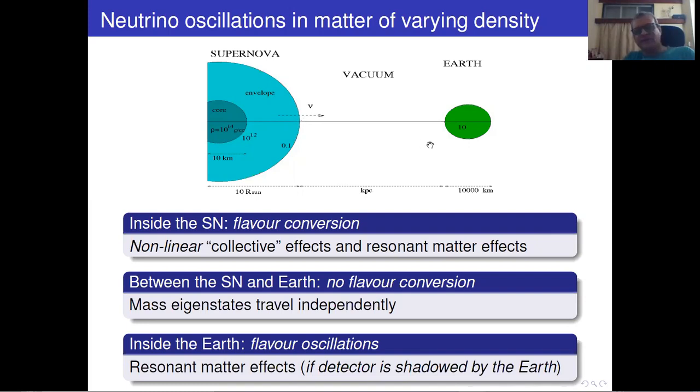Between supernova and Earth, nothing happens. That's again because of the phenomenon that I mentioned earlier, that the mass eigenstates undergo decoherence on the way, and therefore they travel almost independently when they come to Earth. On the other hand, when they reach the Earth, if the detector is not on this side of the Earth, but on the other side, then they have to pass through the Earth, and then you can get what are called Earth matter effects inside the Earth.